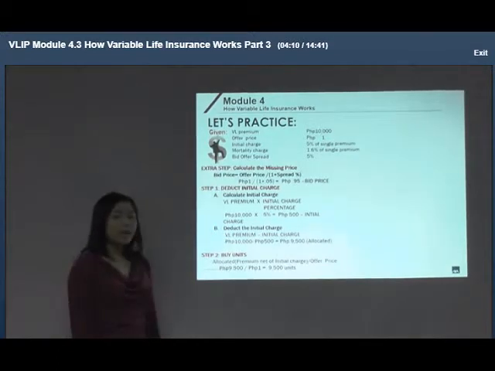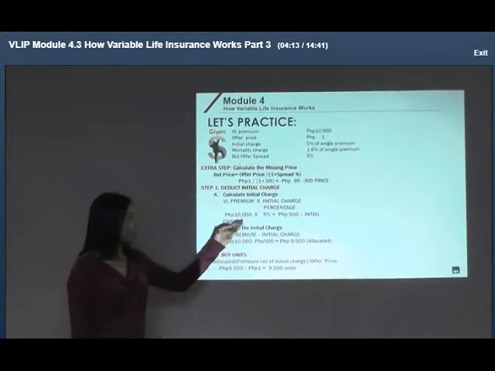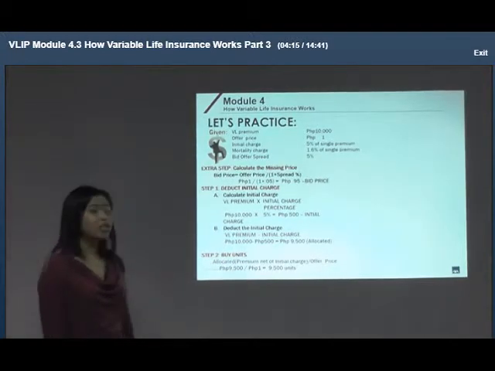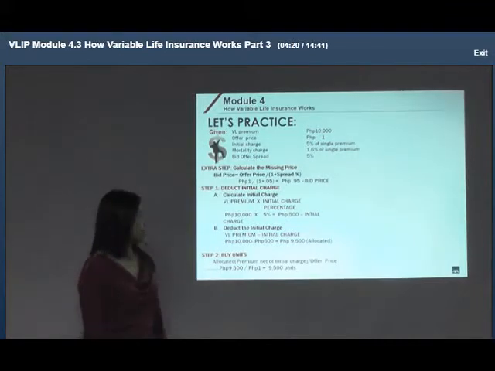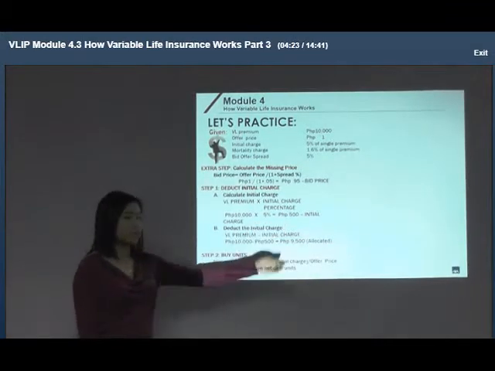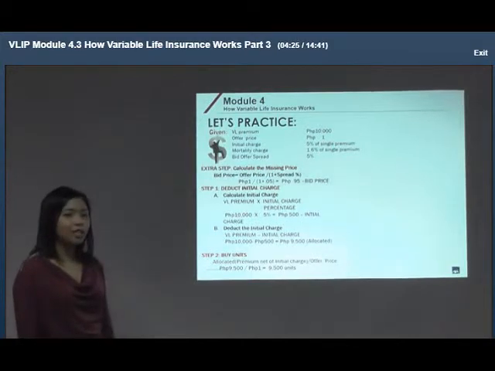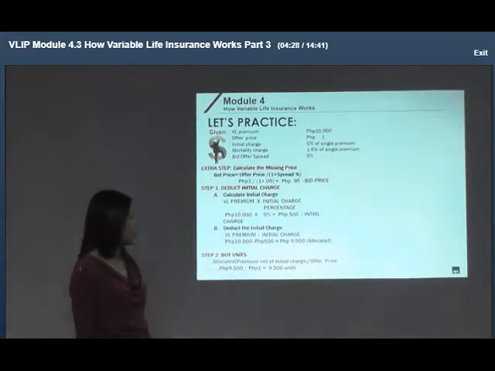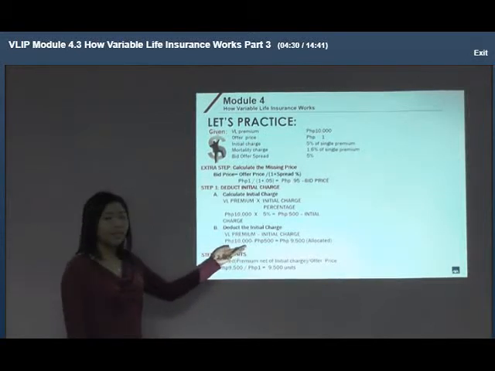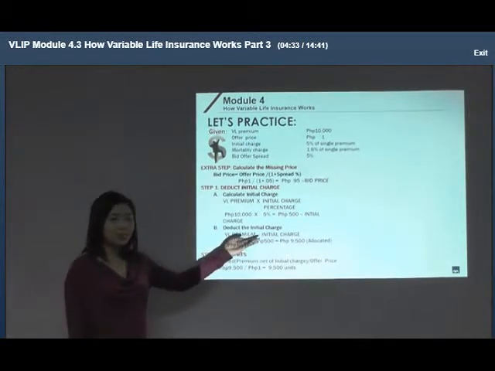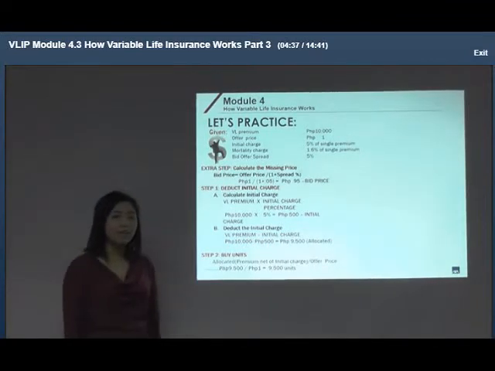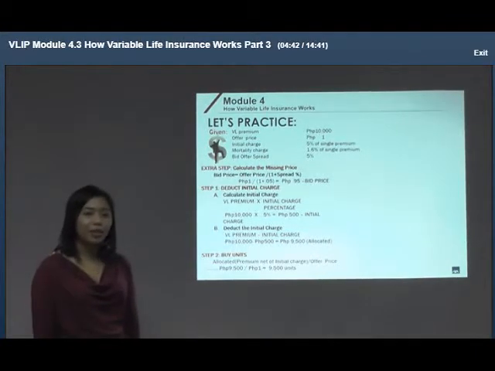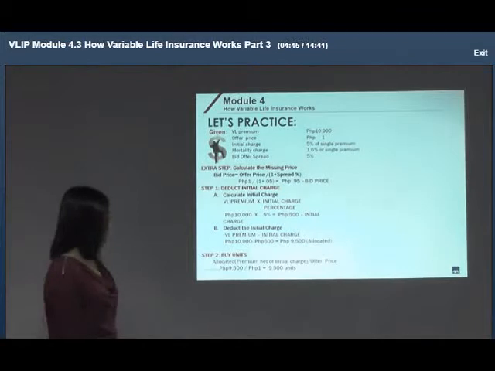The initial VL premium is 10,000 pesos. The initial charge percentage is 5%. Thus, the initial charge is 500 pesos. Now, we will deduct the initial charge from the initial VL premium. That will be 10,000 pesos less 500 pesos, which will give you 9,500 allocated premium. Allocated premium will be used to buy units from the variable life fund.